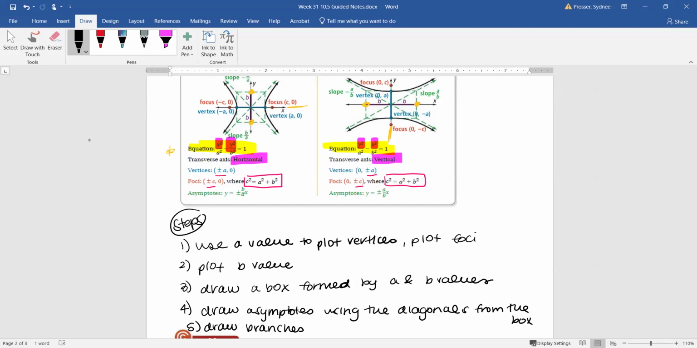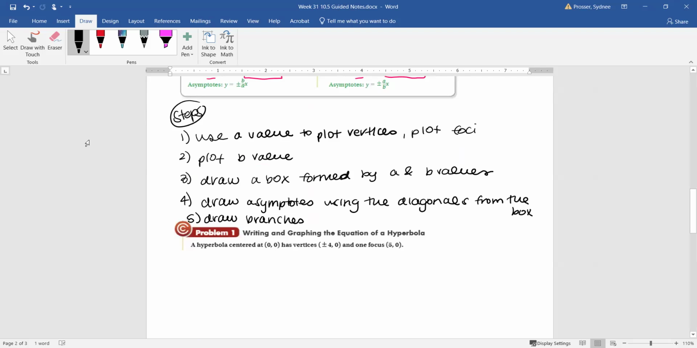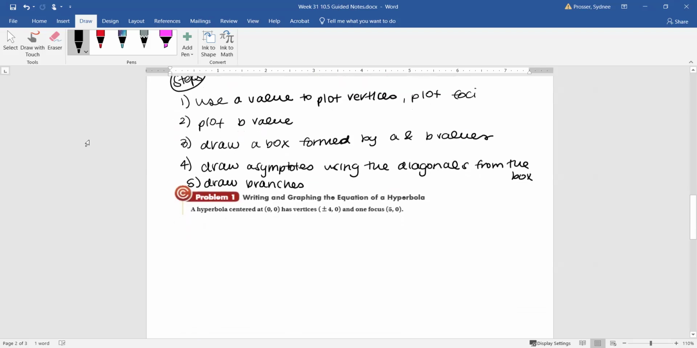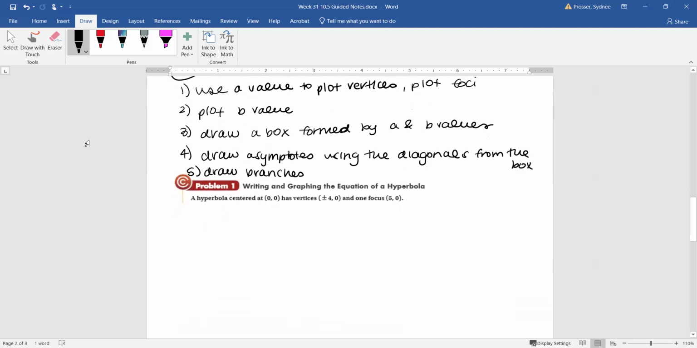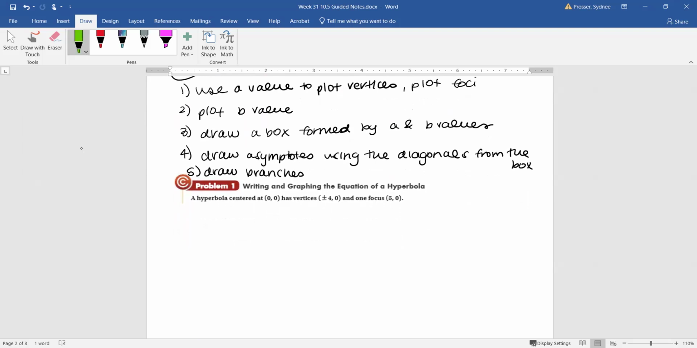Okay? And so we're going to use those steps to write the equation here and to graph this hyperbola for problem 1. So let's check it out. It says we have a hyperbola centered at 0, 0, so at the origin. And we have vertices at plus or minus 4, 0, and 1 focus at 5, 0.